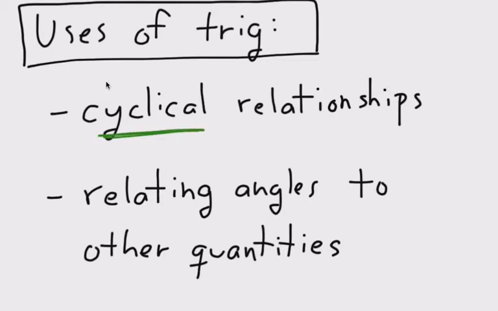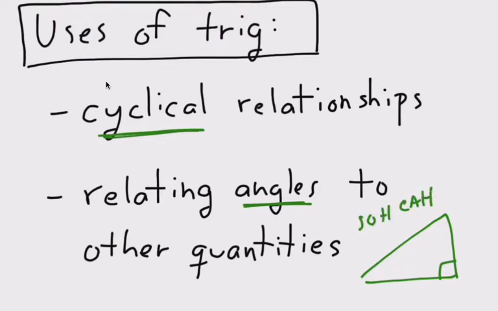It's where things go in cycles, where things go up and down and kind of go back and repeat each other. The other one, which might be more familiar from geometry, is when we're going to try and relate angles to some other kinds of quantities like side lengths. So from geometry, you probably remember dealing with right triangles and SOHCAHTOA there. And that was a case in which we related angles to the different sides.